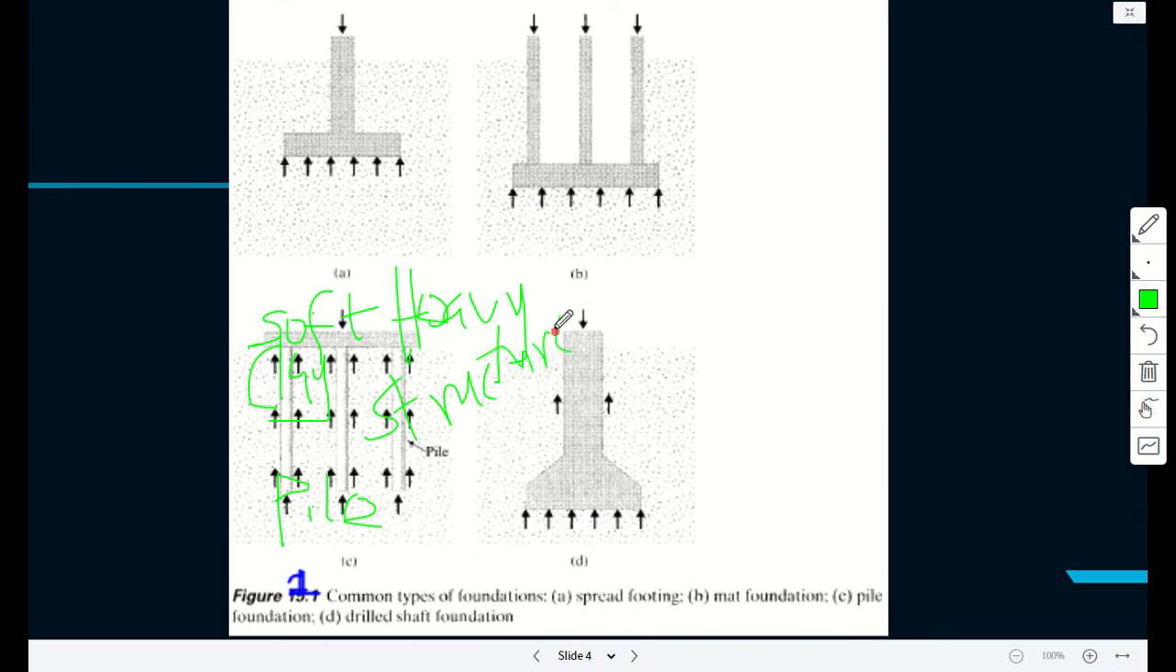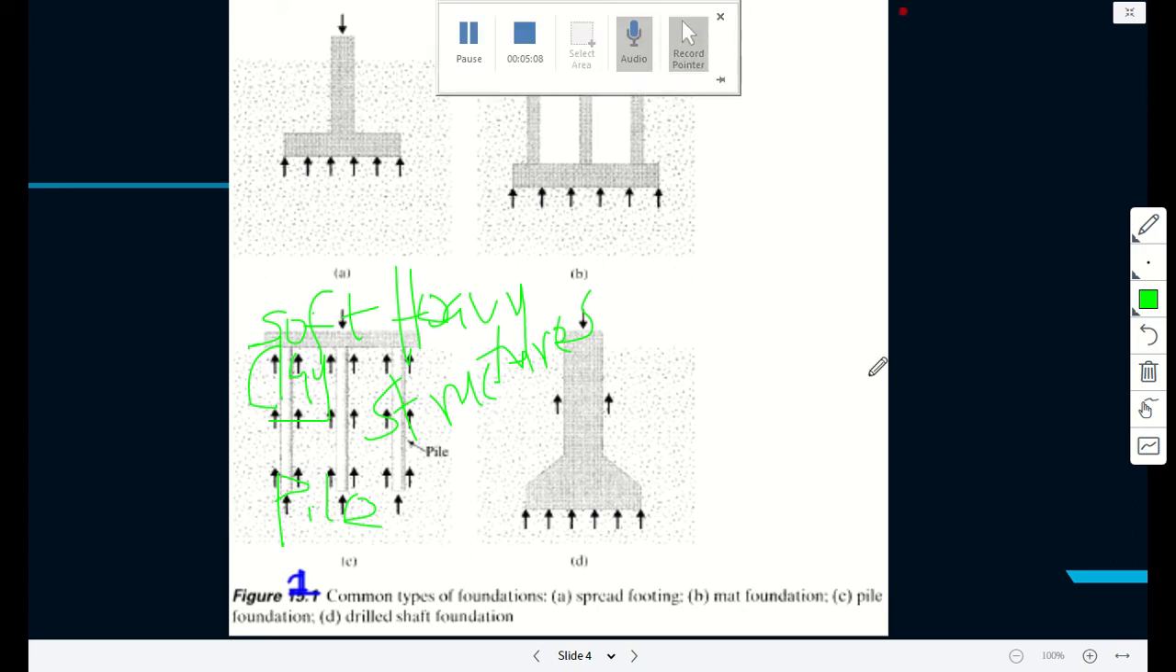Or if you have a good foundation but the structures are heavy, like traffic load, or the piers of the bridges on Thika Super Highway and the bridges on the Nairobi Expressway. So probably the foundation is good, but the loads are massive. Still, you can use piles.